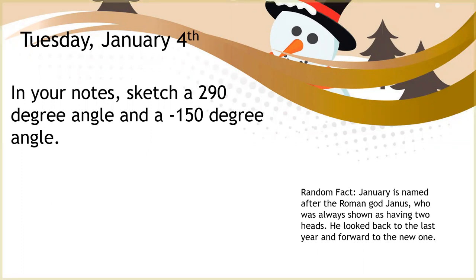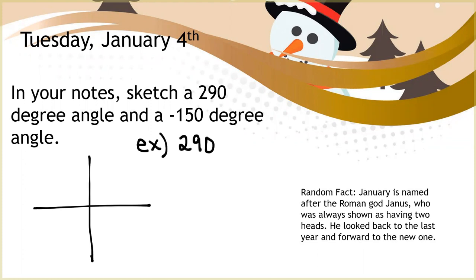So just a quick recap of what we covered yesterday. For a 290-degree angle, we're going to sketch that. You're going to rotate counterclockwise when it's positive and clockwise when it's negative. So because this is positive, you always start with your initial side, and the initial side is always here. And then you're going to rotate counterclockwise, which is this direction.